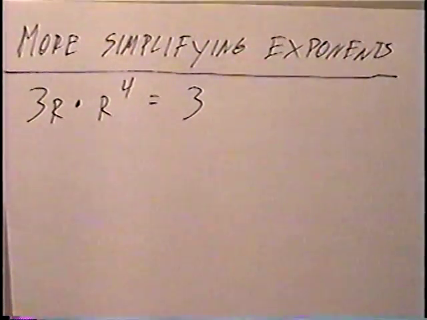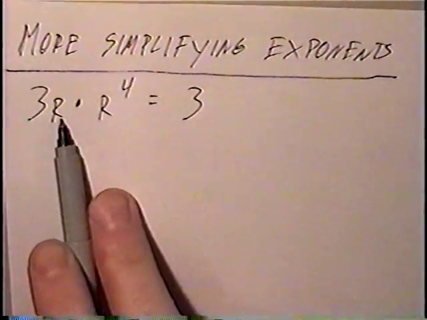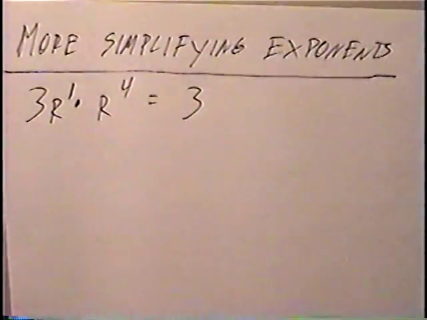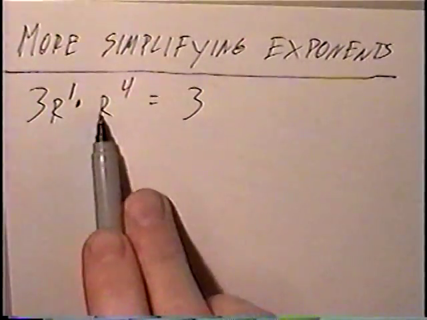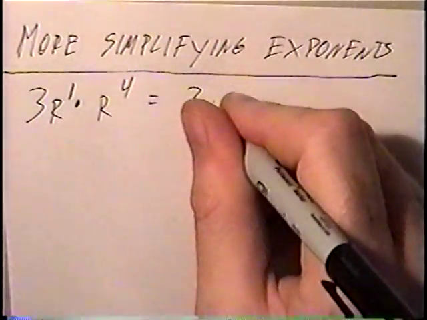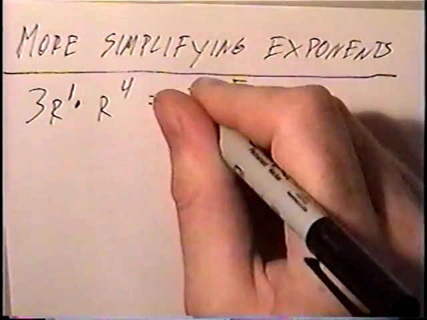R times r to the 4th. If you have a variable without the exponent, you can always add a 1 on there. So r is the same as r to the 1st power. And again, when we're multiplying the same base, the same variables, the exponents we can add. So our final answer would be 3r to the 5th.